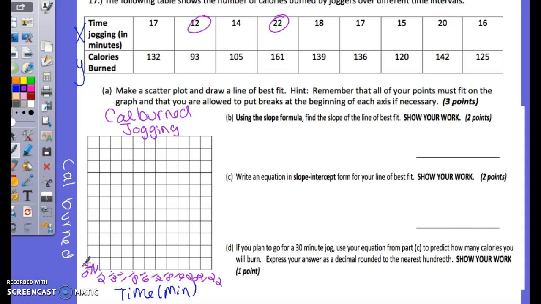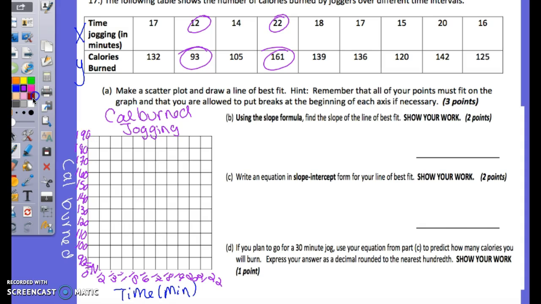I'm going to make a break again for my calories burned. My smallest calories burned is 93, and my highest calories burned is 161. So I'm going to go by a scale. I'm going to make a break, and I'm going to start at 90 and go by 10. So 90, 100, 110, 120, 130, 140, 150, 160, 170, 180, 190.